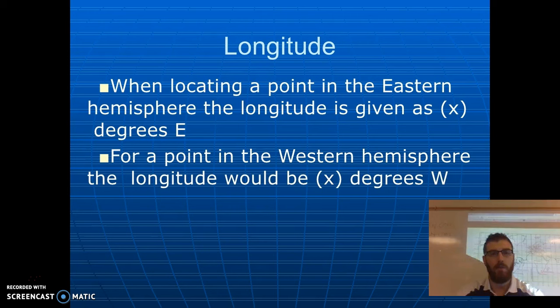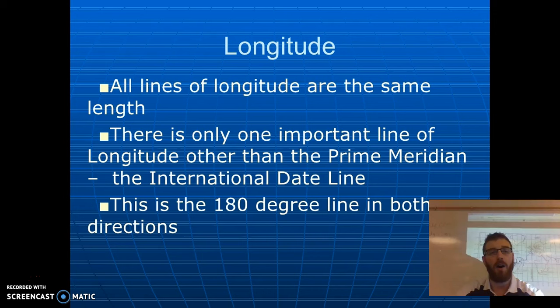When locating a point in the eastern hemisphere, longitude is given as x degrees east. When locating a point in the western hemisphere, it's given as x degrees west. All lines of longitude are the same length, and they do converge at the poles. There's only one other important line of longitude other than the prime meridian, and that's the international date line at 180 degrees in both directions.